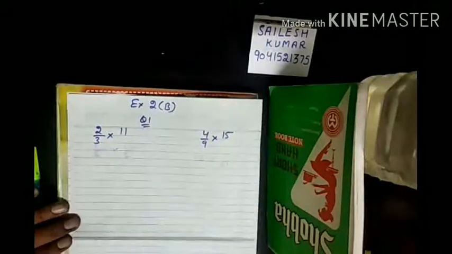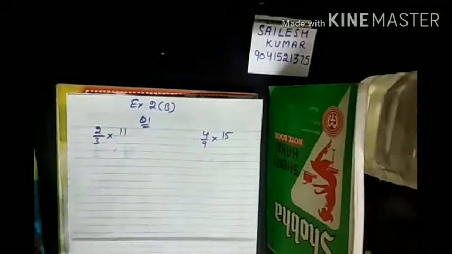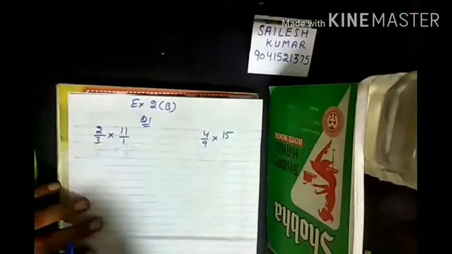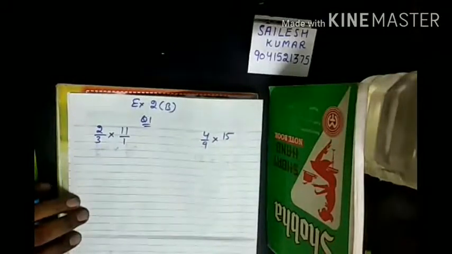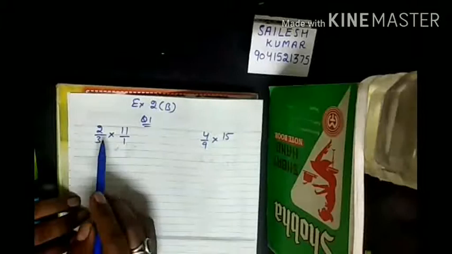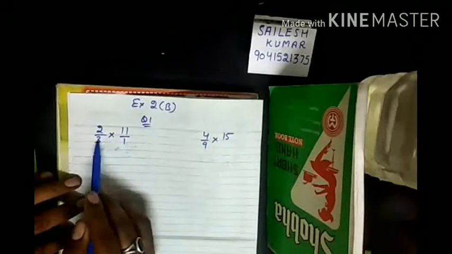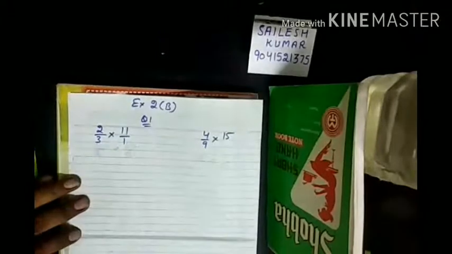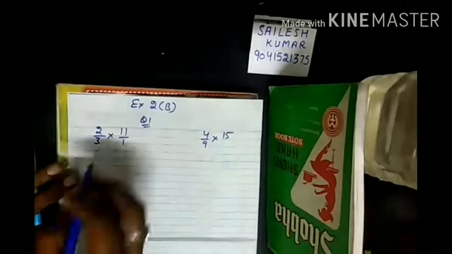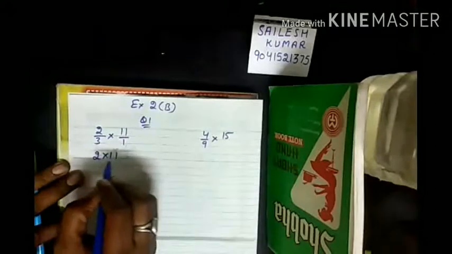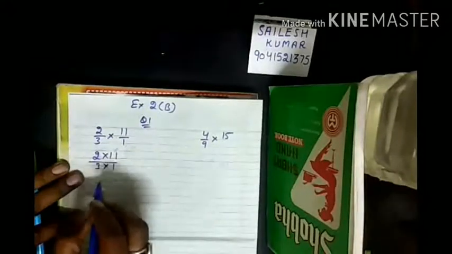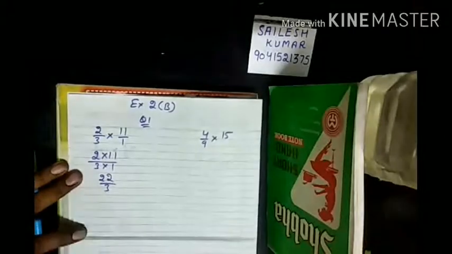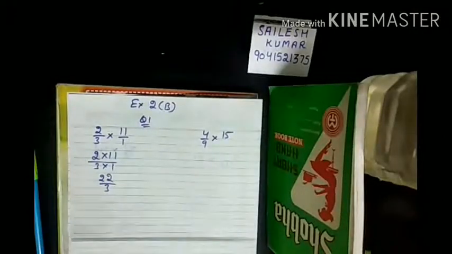So 2 by 3 is a fraction and 11 is a complete number. I will convert this into a fraction by writing 1 in the denominator. Now I will multiply numerator with numerator and denominator with denominator if there is no common factor between the numerators and denominators. So 2 multiply 11 and 3 multiply 1. 2 multiply 11 is 22, and 3 multiply 1 is 3. Now you see, this is 22 by 3.